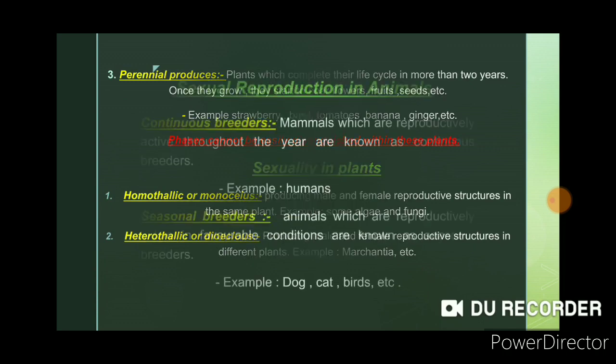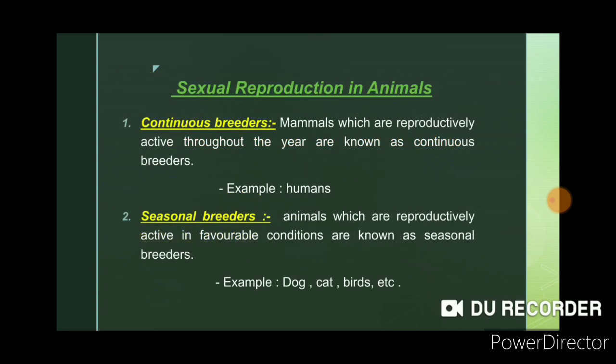Now, coming up next, we have sexual reproduction in animals. Like we have studied in plants, there are three types: annual, biennial, or perennial. Annual produces, biennial produces, and perennial produces. Similarly, in case of animals, we have continuous breeders and seasonal breeders.